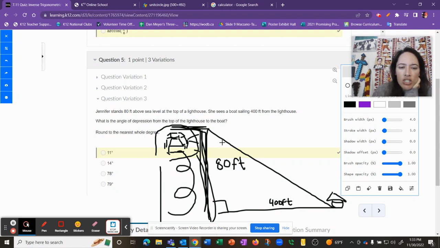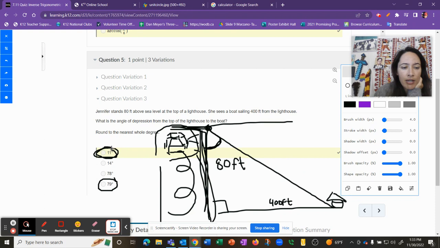What is the angle of depression from the top of the lighthouse to the boat? The angle of depression from the top of the lighthouse to the boat. Oh, cool. Okay. Top of the lighthouse down to the boat. So either it's 11 or 79, right? And we have this answer. I wouldn't know that without doing the math first.